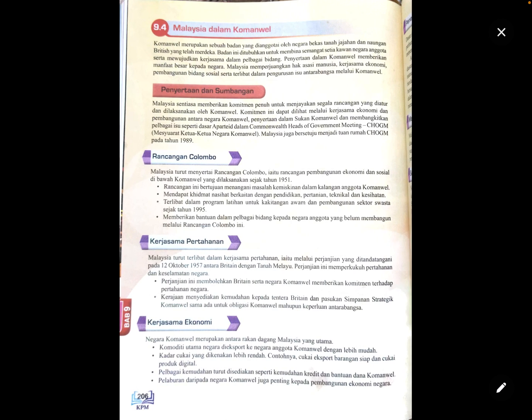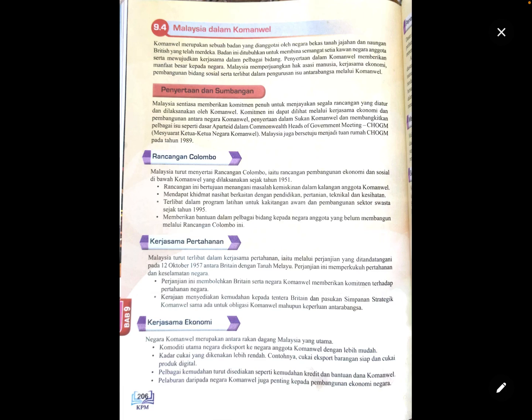So it says here, perjanjian ini membolehkan Britain serta negara Commonwealth memberikan komitmen terhadap pertahanan negara. So Commonwealth countries like Australia, Fiji, I forgot the others, they are able to help Tanah Melayu when it gets attacked. Kerajaan menyediakan kemudahan kepada tentera Britain dan pasukan simpanan strategik Commonwealth, sama ada untuk obligasi Commonwealth maupun keperluan antarabangsa.